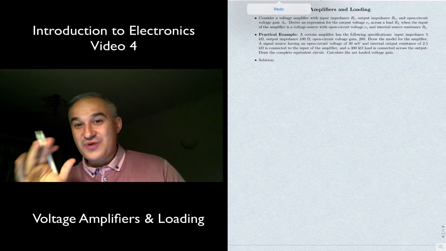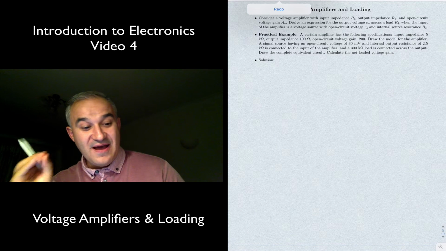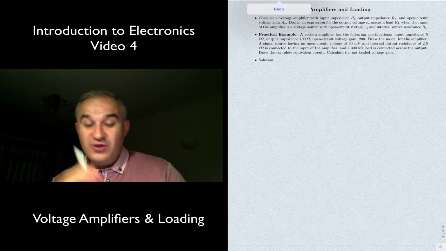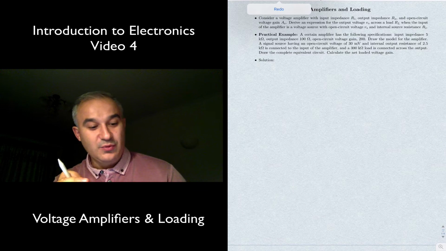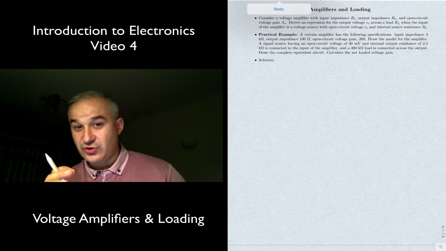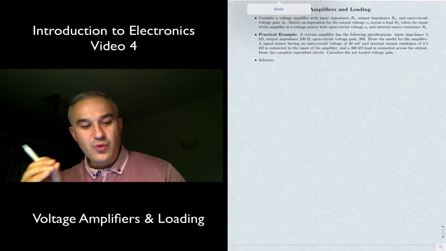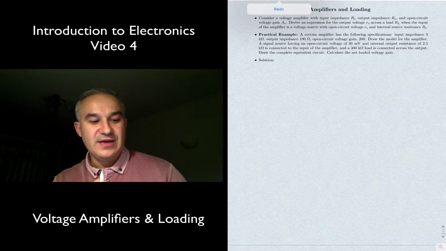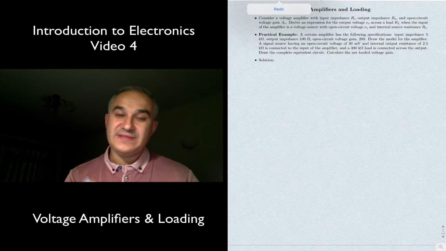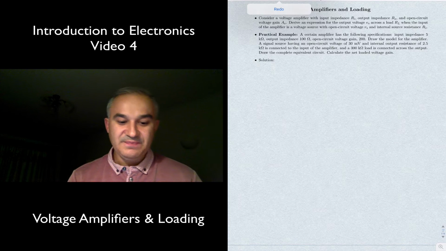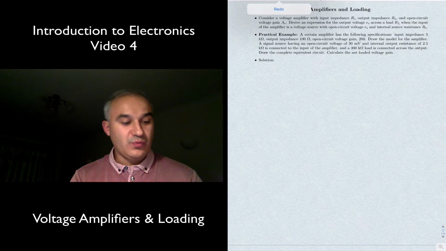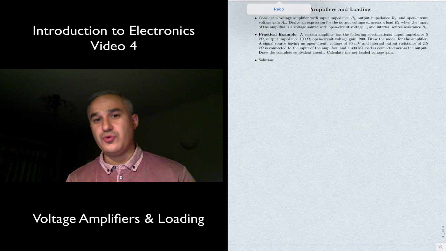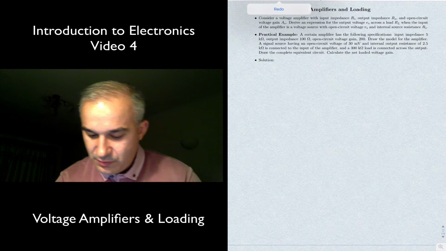Hello, so we are now with activity 1.5, dealing with voltage amplifiers and the concept of loading. In this activity, we are asked to derive an expression for the output voltage across a load, RL, when the input of the amplifier is a voltage source with an open circuit voltage, Vs, and an internal source resistance, Rs. And then we have a practical example where we are going to start plugging in numbers.